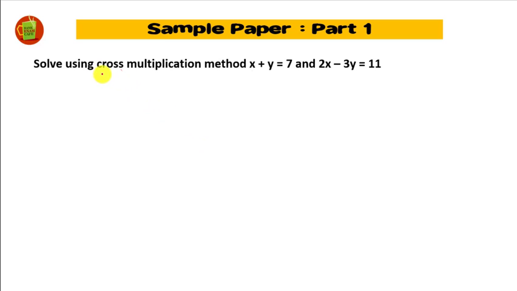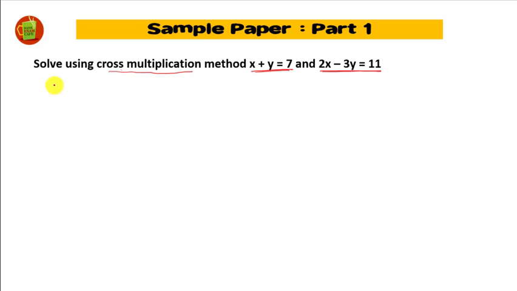Here is another question. Solve using the cross multiplication method: x plus y is equal to 7 and 2x minus 3y is equal to 11. Friends, here we have to solve these two equations by the cross multiplication method.